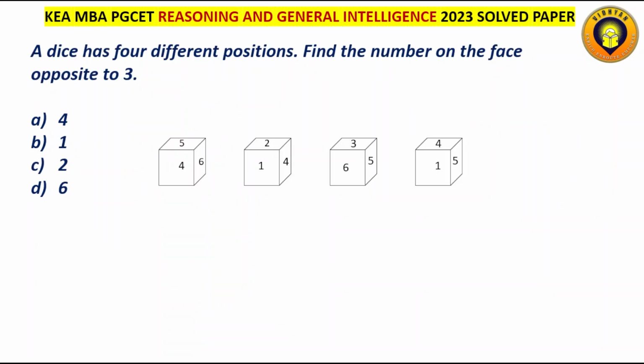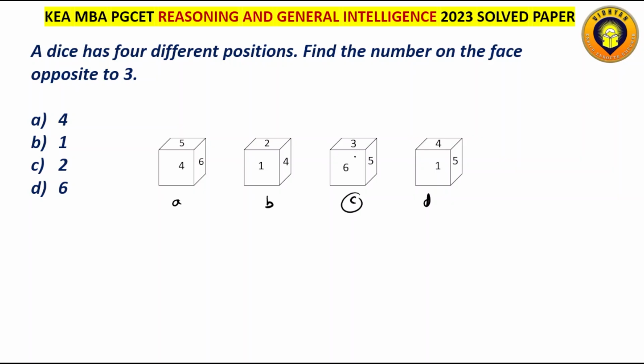A dice has 4 different positions. Find the number on the face opposite to 3. So first find the face which has 3. Let us mark the positions as A, B, C and D. So the C position has 3 here.